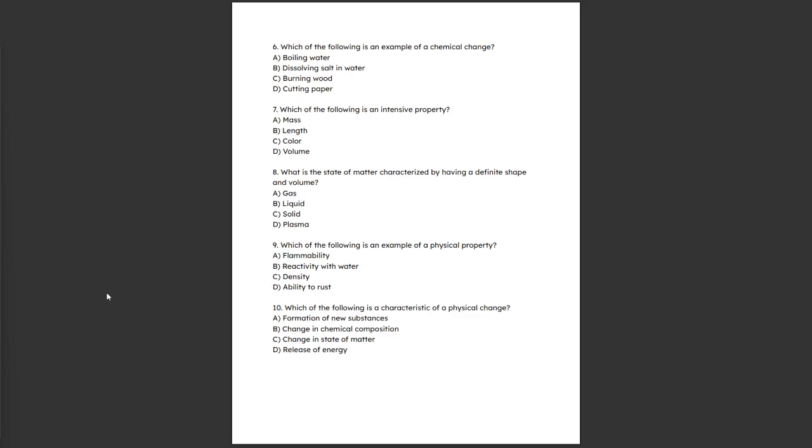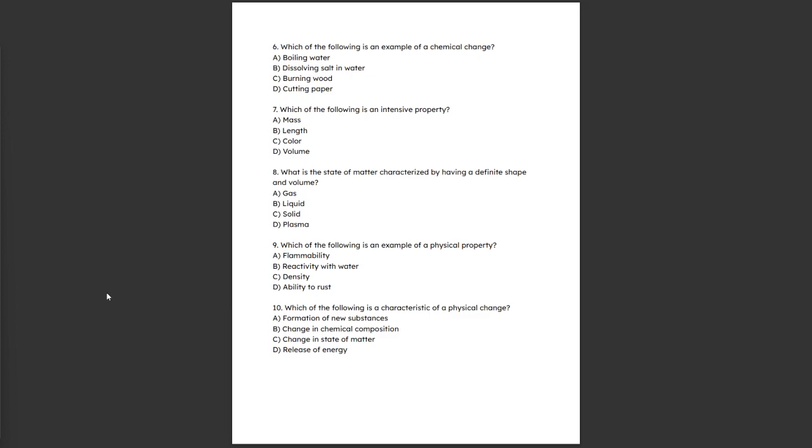Number 7, which of the following is an intensive property? The correct answer is C, color. So intensive properties, they do not change based on how much of something you have. So mass and volume were both our big examples for extensive properties. We didn't mention length, but length is just the shape of it. So if you have a small piece of aluminum versus a long piece of aluminum, that differs in length, and length is extensive. So that leaves us color of your wall, your paint on your walls. If you take a small chip of paint, it's going to be the same color as your entire wall.